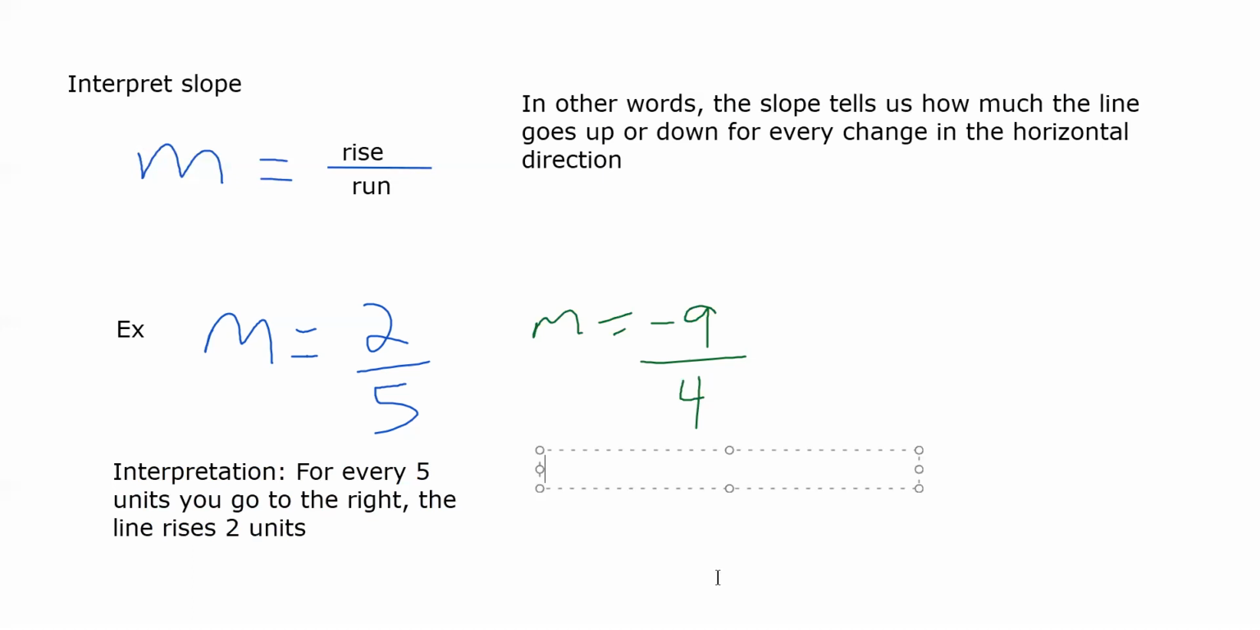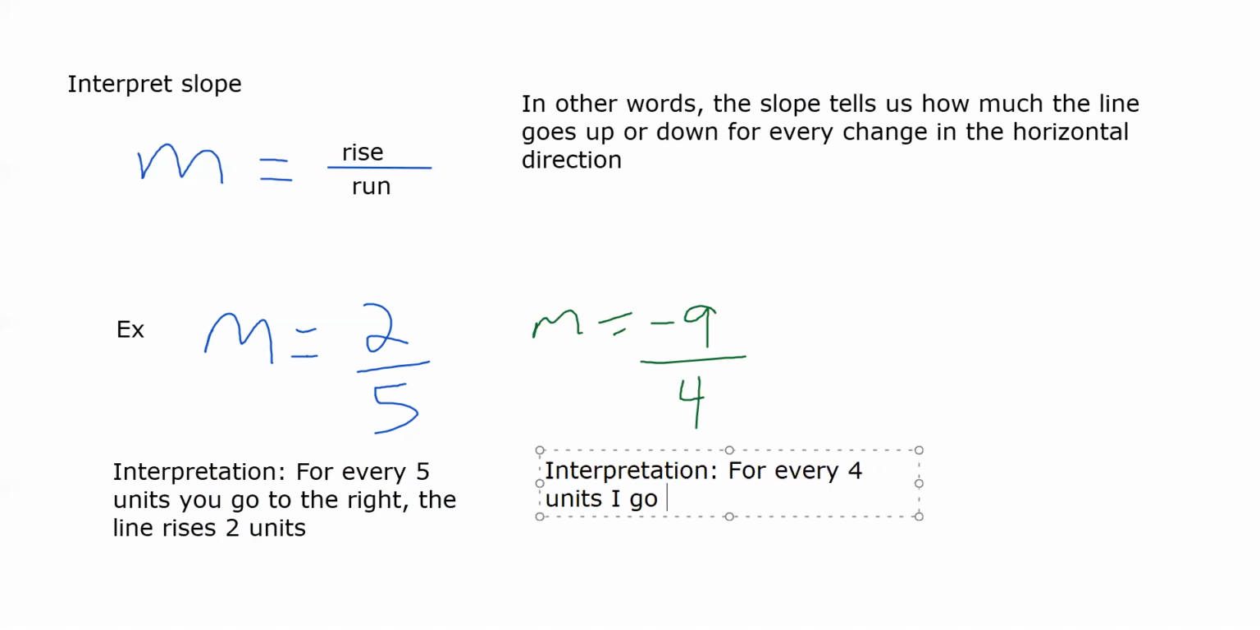Now the overall slope is negative. It's tempting to just say only the negative number is on top, the -9. And yeah, that's true, but that just means the entire fraction is negative. And so the interpretation of that is that for every 4 units I go to the right, the line falls 9 units. So again, rise over run, but it could be fall over run, I guess.